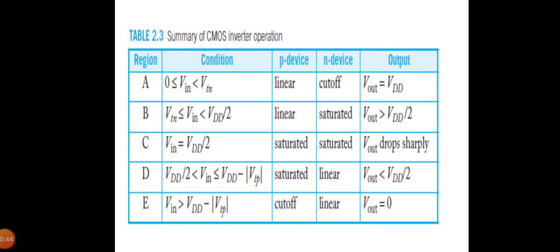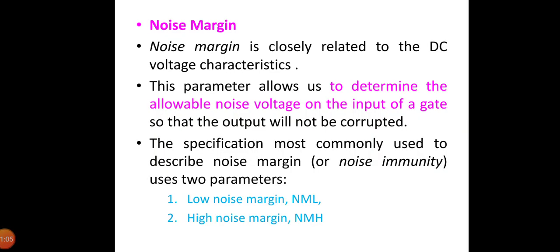drops slowly. When Vin is between VDD by 2 and VDD minus VTP, then P device is in saturated mode and N device is linear, and Vout will be less than VDD by 2. When Vin is greater than VDD minus VTP, P device will go to off state and N device will be in linear region, and Vout will be equal to 0.